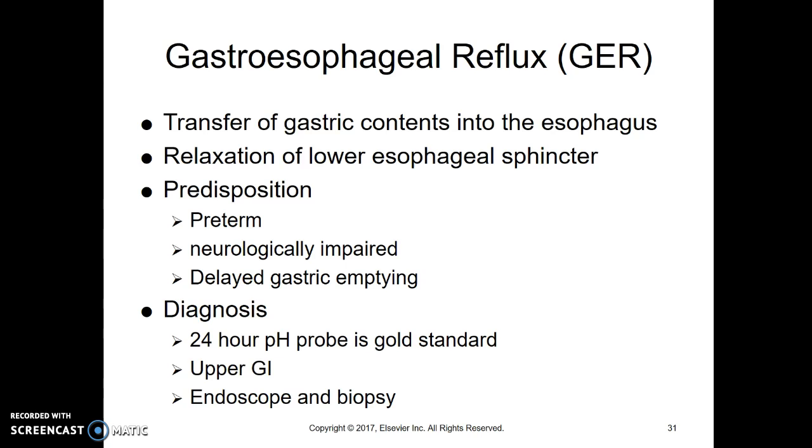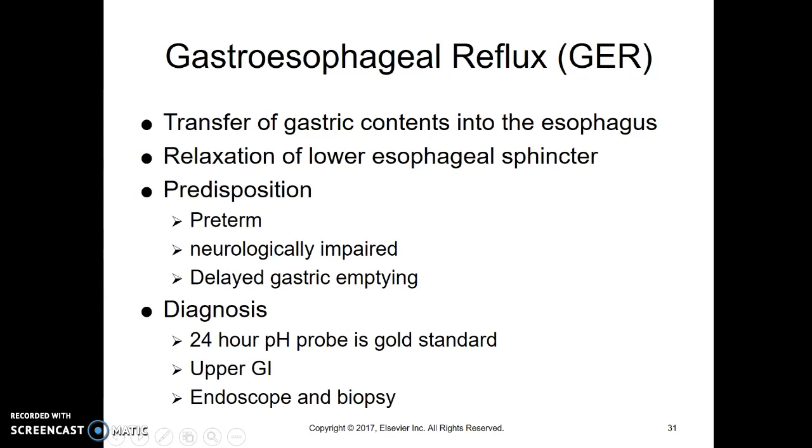Which leads us right to refluxing. Gastroesophageal reflux. In kids, this is what we usually call it. Reflux or GER. You're used to, in adults, calling it GERD. The D means disease because you've already done some damage to the esophagus. In kids, most of the time, we haven't yet done that damage, and so we just call it GER.